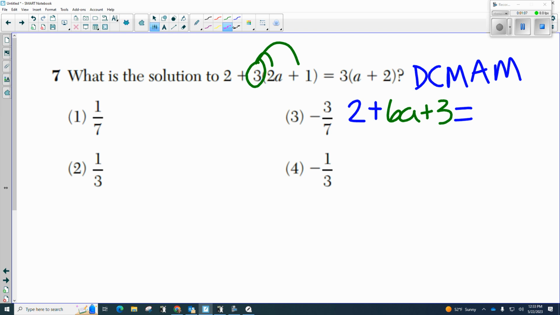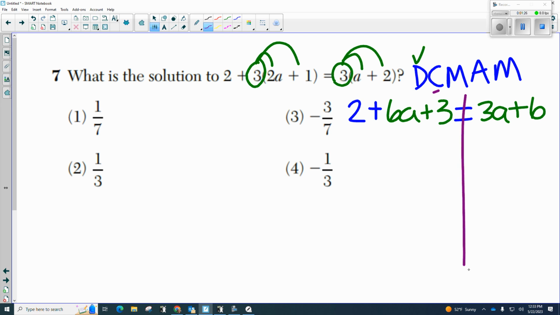Now we also have to distribute a 3 again. 3 times a is 3a, and 3 times 2 is 6. Okay, so that is our first step, distribute. Step 2 is combine like terms. That's what the C stands for.